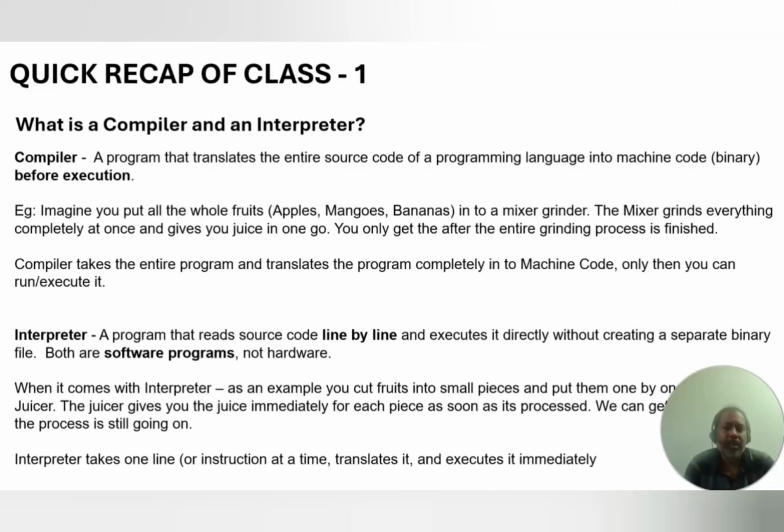So when it comes to the interpreter, let's take an example. You cut the fruits into small pieces. You're not putting the whole fruits into the mixer jar. Rather, you cut the fruits into small pieces and put them one by one into the juicer. The juicer gives you the juice immediately for each piece, right? As soon as it's processed. So we can get the results while the process is still going on. So the interpreter takes one line of instruction at a time, translates it, and executes it immediately.